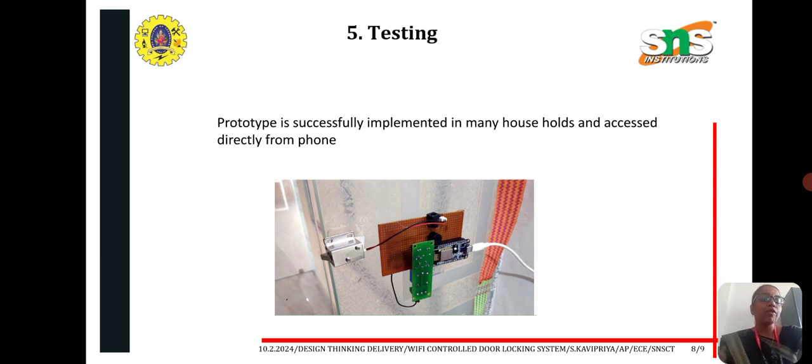So if we are working in a particular office, and someone opens our door, by sitting in the office itself, we can find out who are all the persons who are accessing our doors. So this type of prototype can be directly accessed from the phone. So the persons can be in any place, but they will be getting the security information about their home directly through the phone.